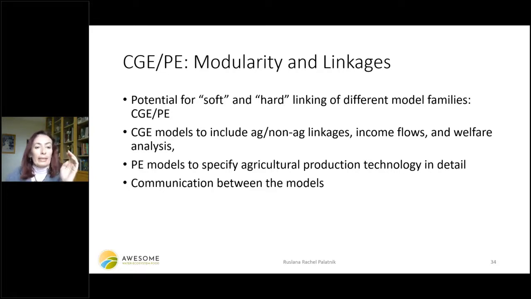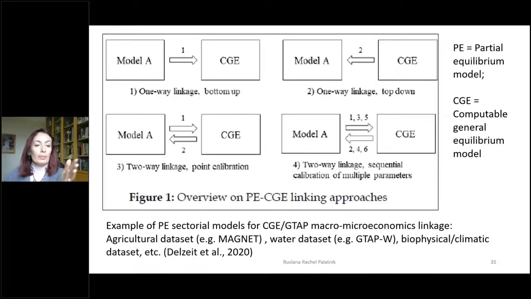Basically, communication between the models can be done in various stages. We can work on one-way linkage between the bottom-up model, where the results from the bottom-up model go to CGE, and CGE then analyzes them, using the results from the bottom-up model as external shocks, for instance. This is something that we are considering doing with the results from the WHAT NEEDS model, right?